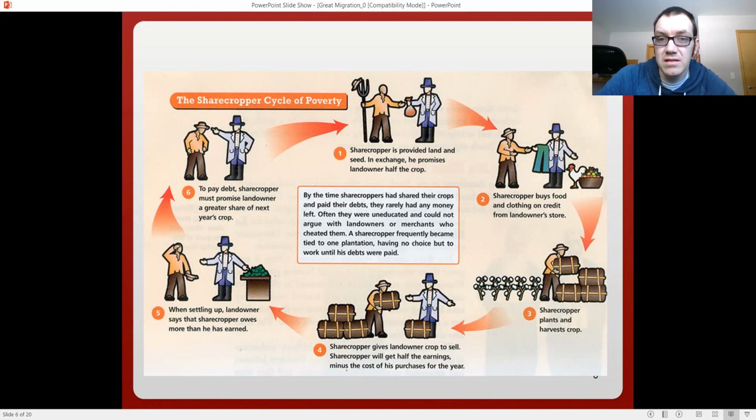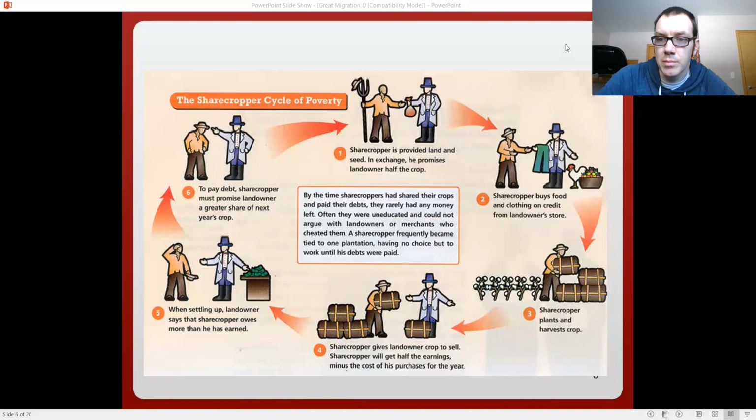And so it's really easy to say, well, African Americans gained their freedom in the 1850s. Well, that's true. They did gain their freedom in the 1850s, but the true reality behind it as well is that a lot of them until the 1950s were enslaved in this system of debt poverty.